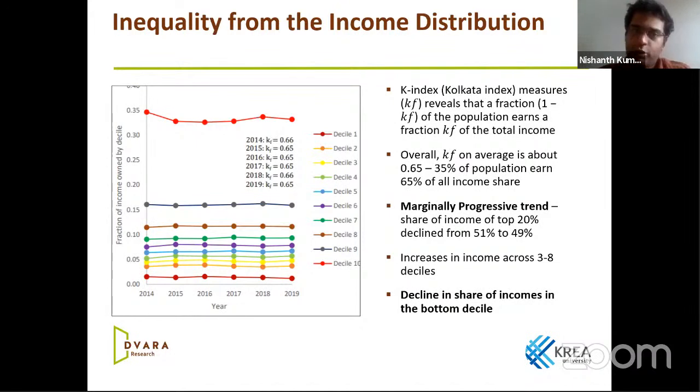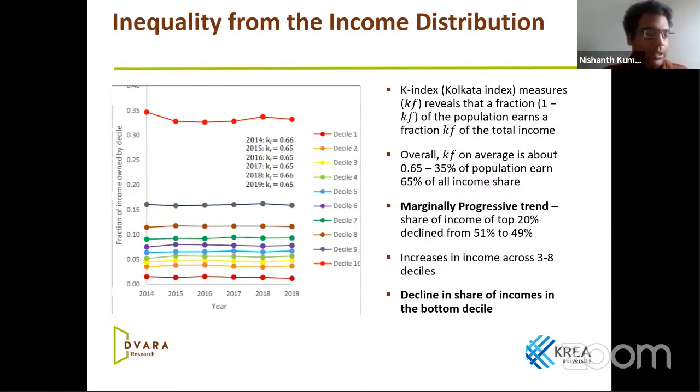The first one is just a picture of how the distribution of income is, and I'll try to highlight what inequality currently is. We use a measure called the K index, or the Kolkata index, to show inequality. The K index is an alternative to Gini. In its essence, it's just a much more intuitive measure of inequality. And that shows us that it's about constant between 2014 and 19, which is understandable. You won't see surprisingly large jumps in inequality in such short periods of time.